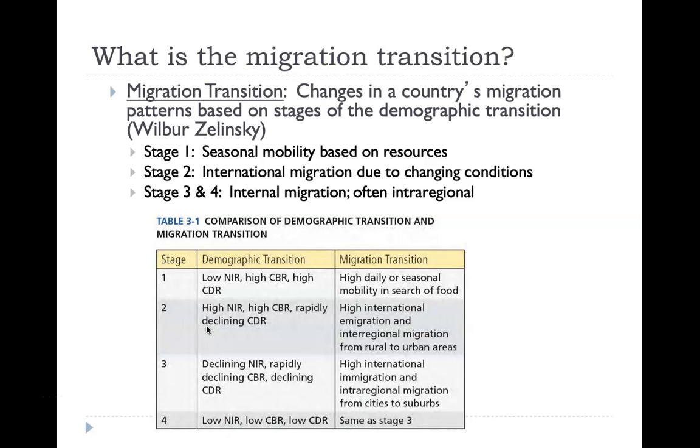Stage three and stage four of the demographic transition see different changes. You're going to see fewer people leaving internationally, many fewer. You're not going to see the seasonal mobility, but you're going to see internal migration.